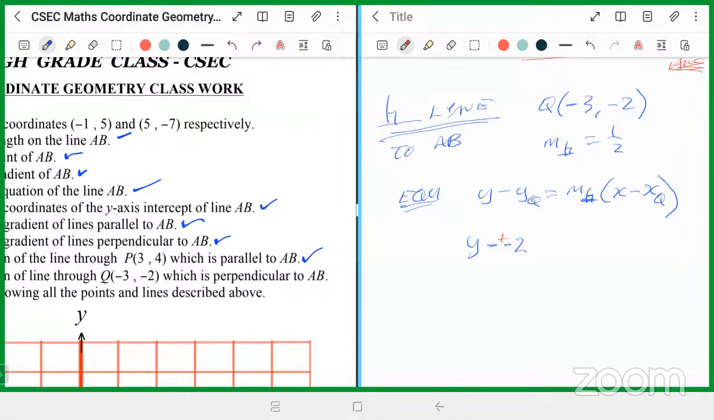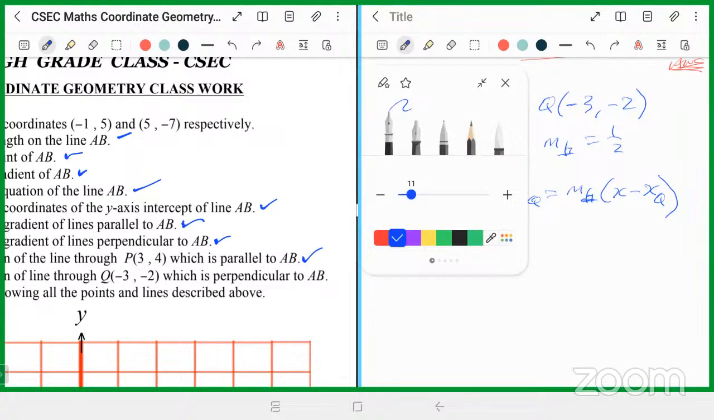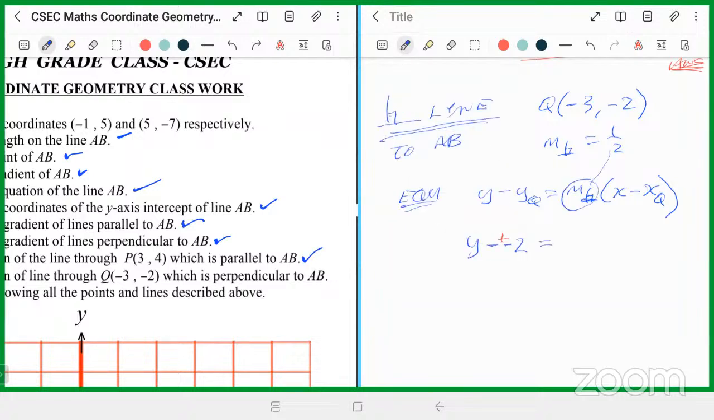So that's really y plus 2 equals the perpendicular gradient, a half, times x minus the x value at Q, which is -3. So again, you have to put x minus -3 and close the bracket, and then this minus minus becomes a plus as well. There are multiple ways to simplify this. I can multiply the 2 across, or I can just keep the half and multiply the half across. The answer is going to be the same. Let me multiply across by 2, because it's a fraction. If it was not a fraction, I could just multiply straight in. It doesn't really matter.